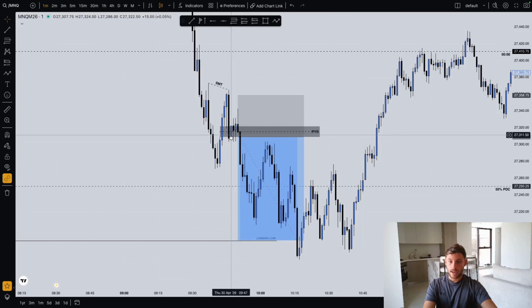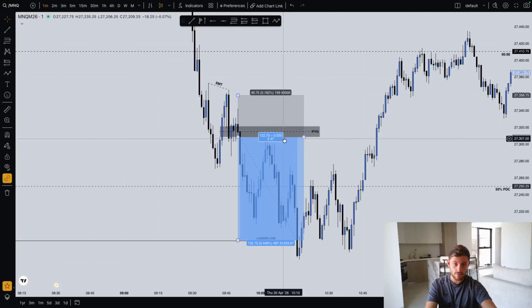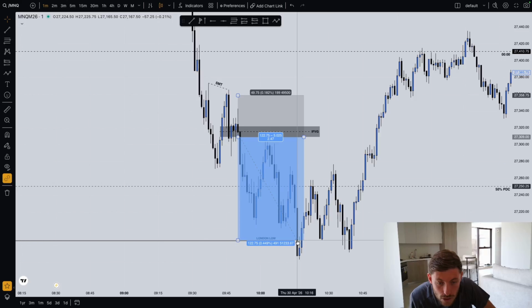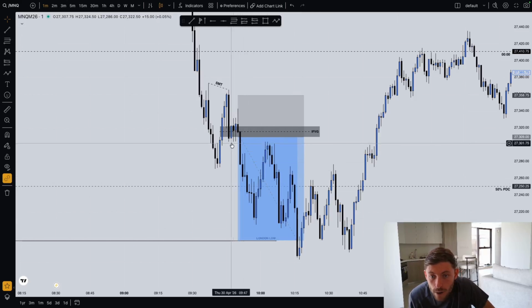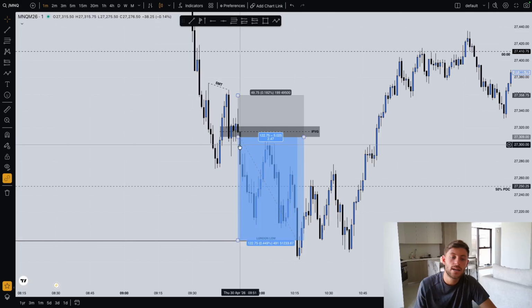What time did I get into this trade? So I got in 16 minutes after market opened. We did mess around a little bit, but I trusted my analysis. I didn't pull it out here. I pulled it out all the way down at the London low, and from when I entered to when I got TP, it was about 30 odd minutes.